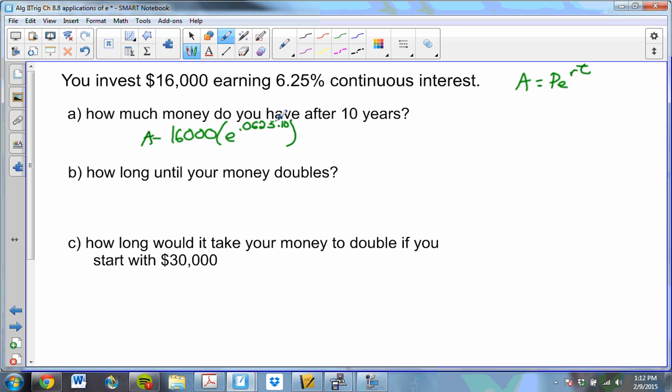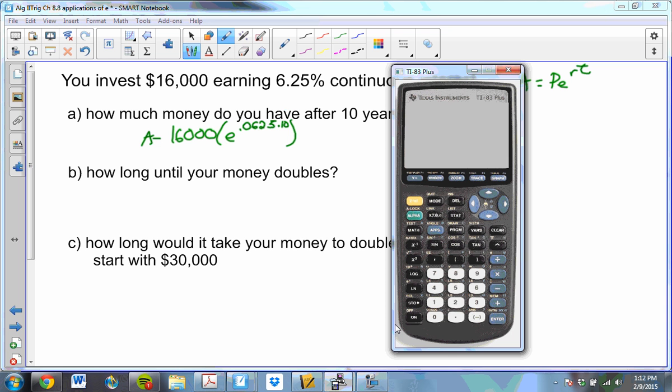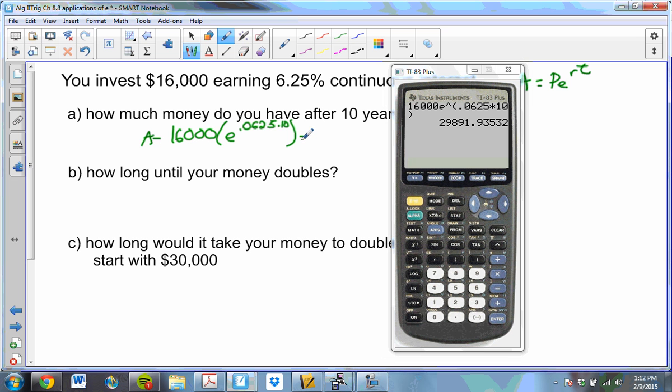The common mistake here is not putting parentheses in your calculator in the right spots. I'm going to do 16,000, and then times e to the, so second ln, e to the 0.0625 times 10 in parentheses. The nice thing about doing second ln is when you do e, that pulls up this parenthesis here, and that's really nice. I calculate that there's $29,891.93. So after 10 years, your money gains about $13,000 at 6.25% interest.